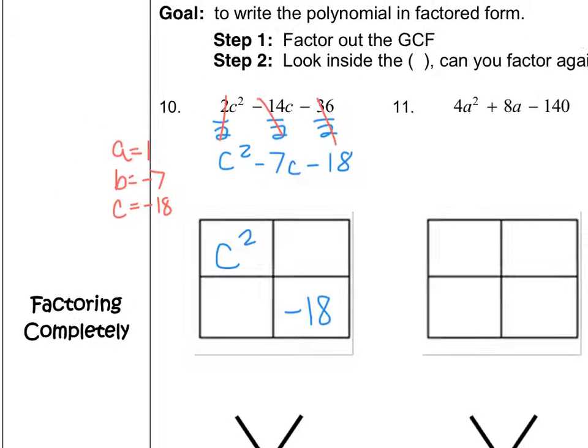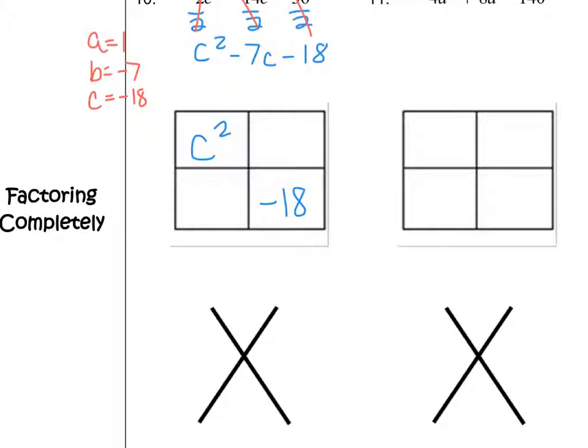So let's go ahead and put those into the X puzzle. So A times C is negative 18, and B is negative 7. So looking at negative 18, how about negative 9 times 2? That'll give me a bigger number as a negative. And check those out. Those work. So those are going to be negative 9x and positive 2x, my peanut pair.